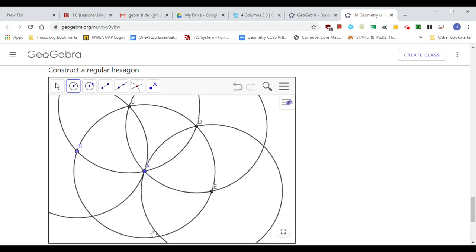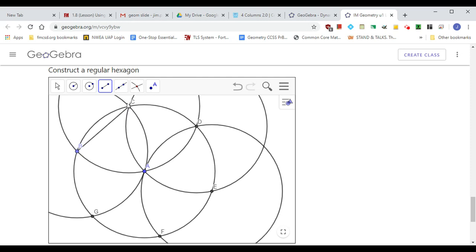And that, I need to put a point. I'll use the intersection this time. I did limit what you had, so intersect those guys here and here. Take my segment tool and draw in all of those segments.